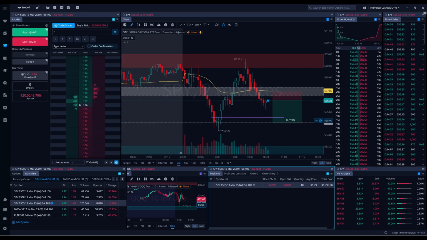Apple at low day, Nvidia at VWAP starting to come down. Tesla as well, right below VWAP. We're looking a little heavy here. QQQ as well.